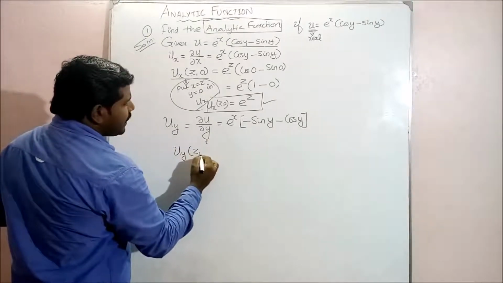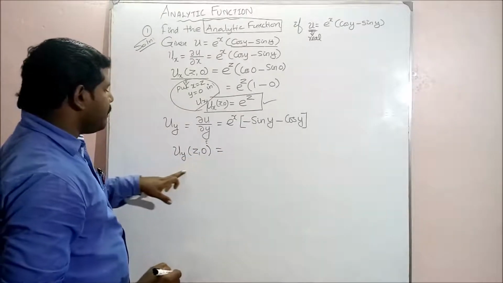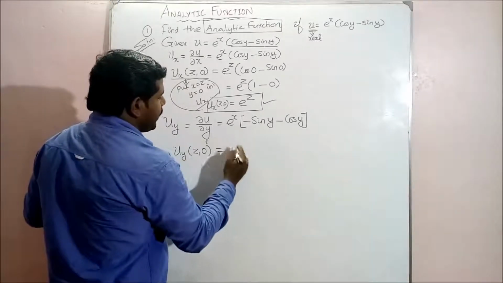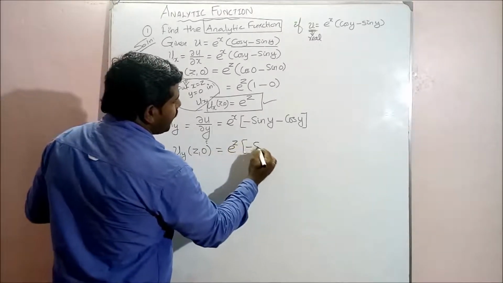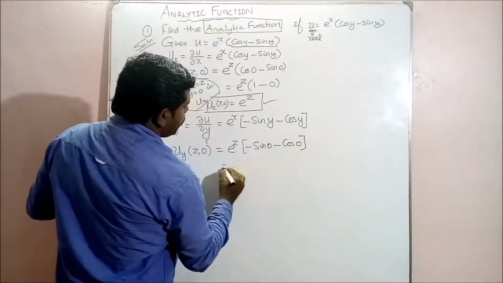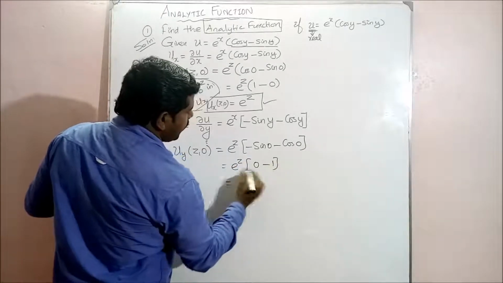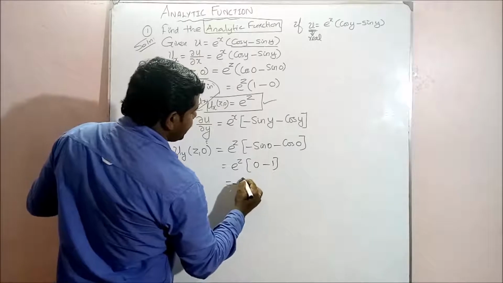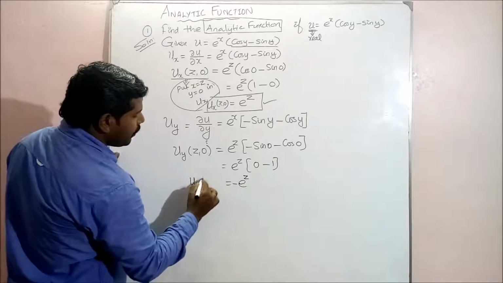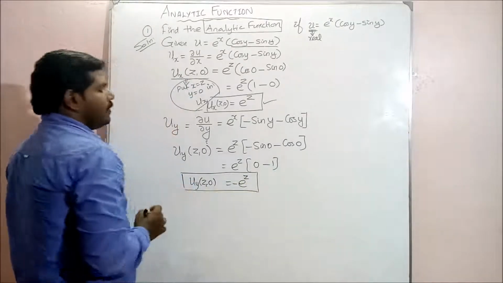So uy of z, 0 means put x equal to z and y equal to 0 in uy. Where x is, put z, and where y is, put 0. So we get e power z into minus sin 0 minus cos 0, which is e power z into 0 minus 1. That is minus e power z. So this is uy of z, 0. So uy of z, 0 is over.